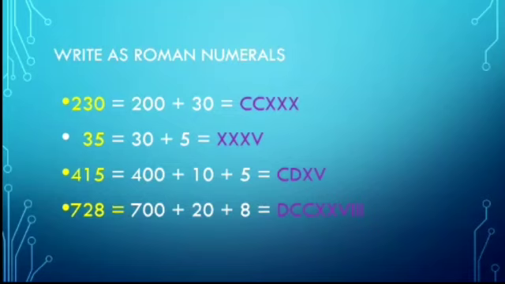How can you expand it? 400 plus 10 plus 5. Very good. You don't have any symbol for 400, right? So you have to write C, C, C, C. Can you repeat it 4 times? You cannot repeat it, right? In that case, we have to move to the next symbol. The next symbol is D. So you can use D minus C. It means 500 minus 100. Then X represents 10. V represents 5.